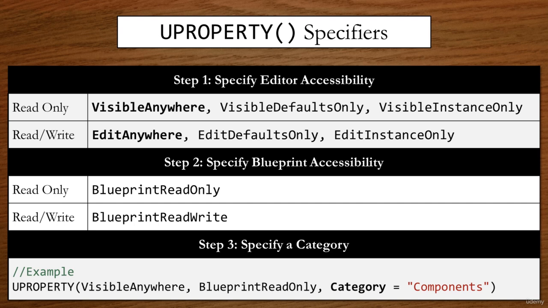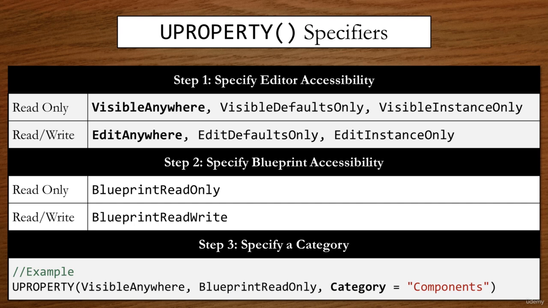I've demonstrated the UPROPERTY with a couple of specifiers in the final example there. Visible anywhere, blueprint read-only, and then the category is components, for example, or setup or something like that. This is typically the format that we will go with, and that you will see in Epic's provided examples as well. So this is what we will stick to. But of course, you can swap some of these around, such as visible anywhere and blueprint read-only. You can actually swap those around, and you should not have any issues. But again, we will stick to this format in this course.